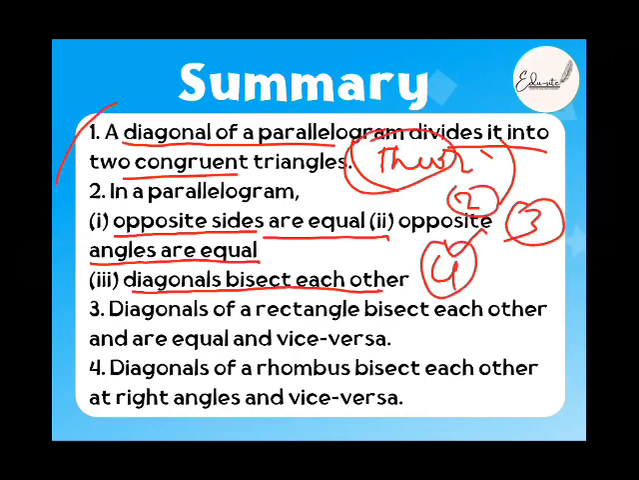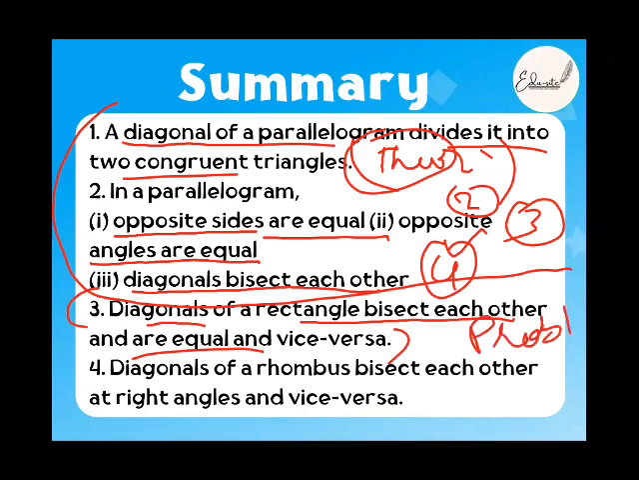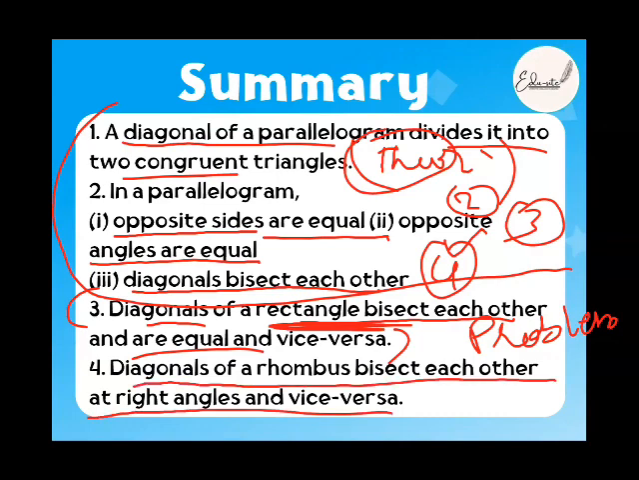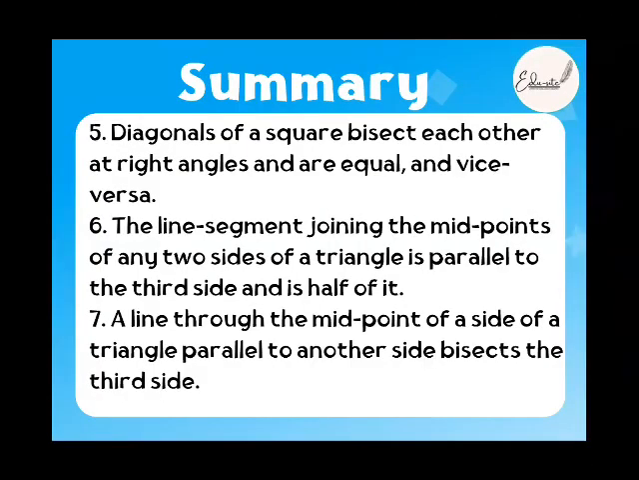Okay, this much is done. The diagonals of a rectangle bisect each other and are equal, and vice versa. This you have to remember while solving the problems. In rectangles, the diagonals are equal and they bisect each other. And also you have to remember the diagonals of the rhombus bisect each other at right angles. Next, read this. Diagonals of the square bisect each other at right angles. You have to remember all of these 3 things. Diagonals of the square, the rectangle, and the rhombus bisect each other at 90 degrees.